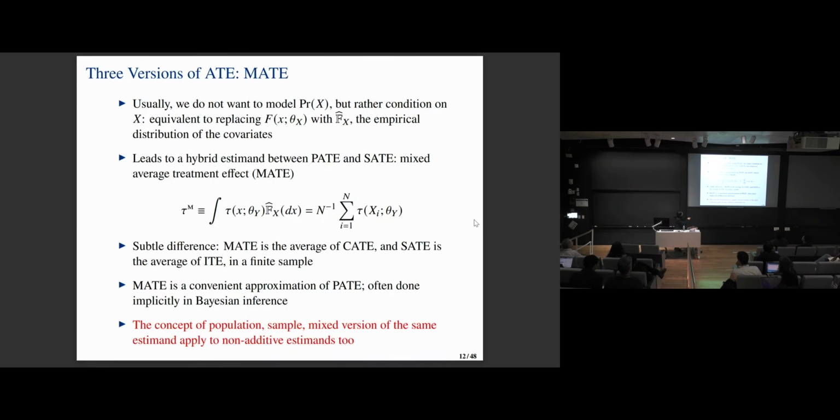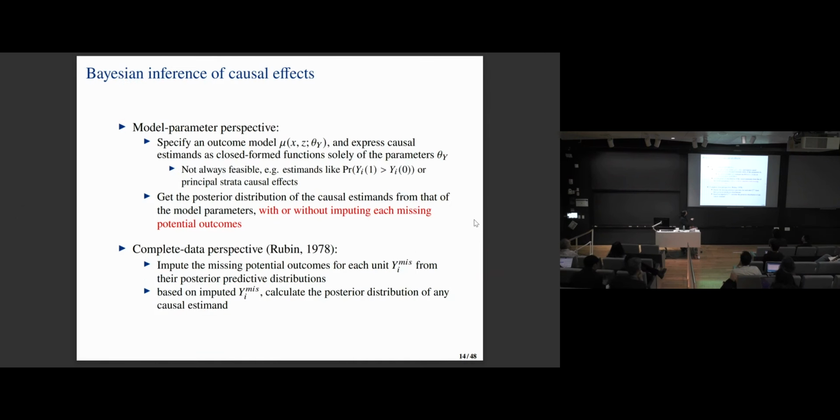Well, the second one is, if we look at this, it's really, if I know the parameter of the outcome model, that's the only thing I need. So if I build a model, and my estimand can be written as a function of the parameter of y, then I don't even need to do this imputation. What I can do is I specify an outcome model, and then express a causal estimand as a closed form function solely of the parameters. So then I can just look at the parameters. I don't even need to impute those missing potential outcomes.